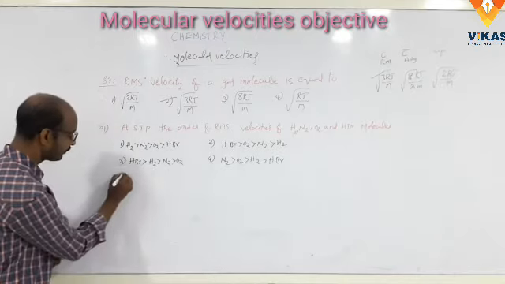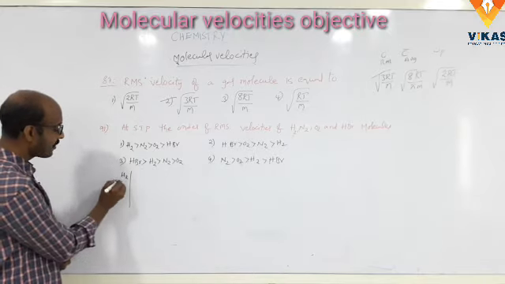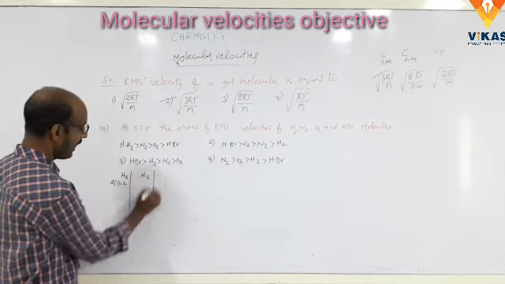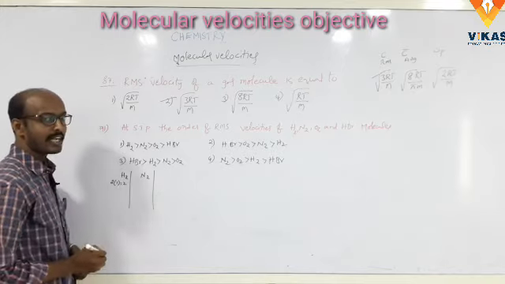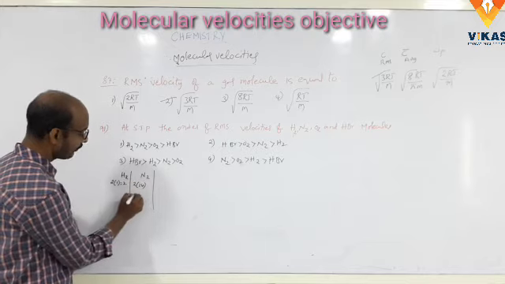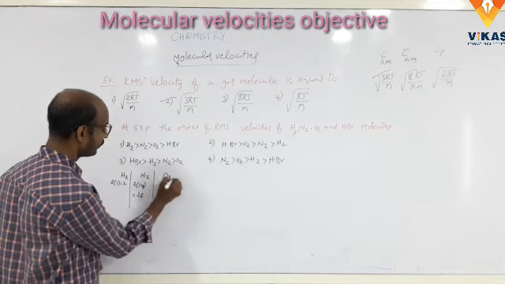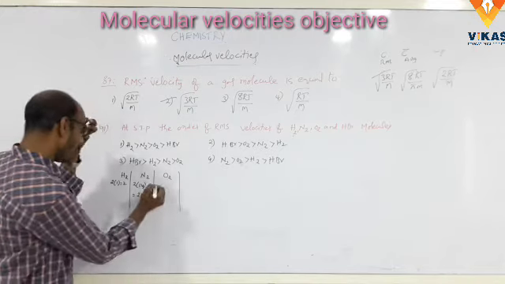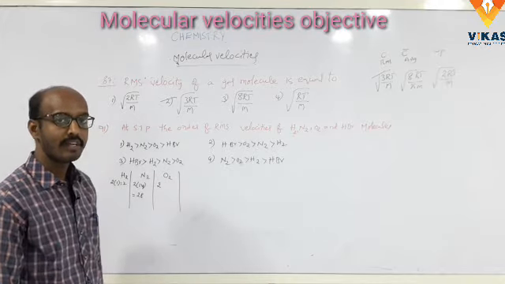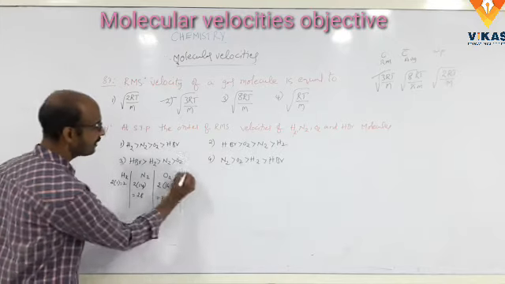First one, H2. Here 2 hydrogens are there. Each hydrogen is 1, that is equal to 2. And next one, N2. Each nitrogen has atomic number 7, atomic weight 14. So 2 into 14, that is equal to 28. And third one, O2. The 2 oxygens are there. Each oxygen has atomic number 8 and atomic weight 16. 2 into 16, that is equal to 32. And fourth one, HBr.